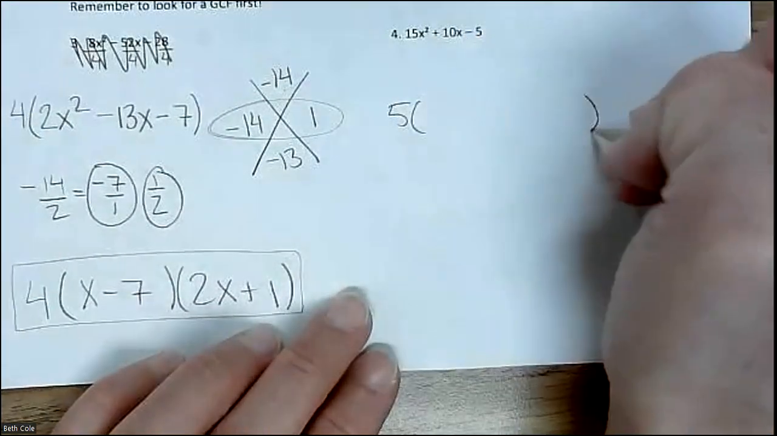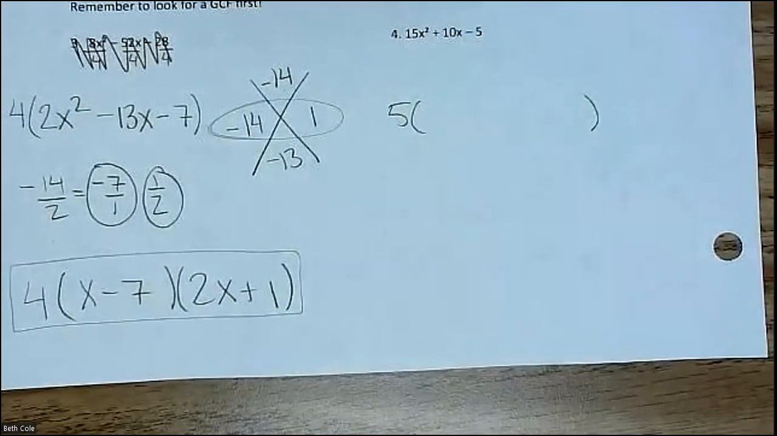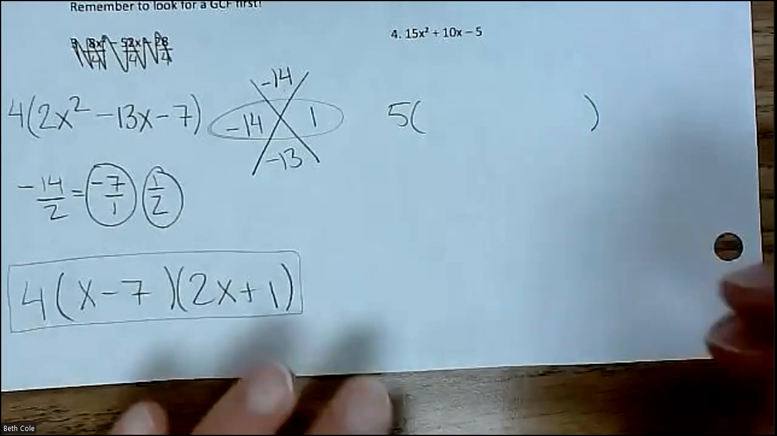5. Draw your parentheses. You're awake and talking to me, so I'm perfectly happy. That bothers you way more than me.